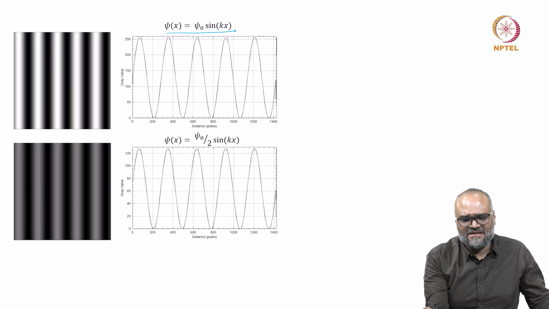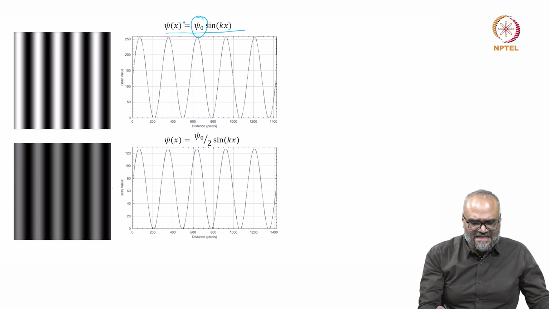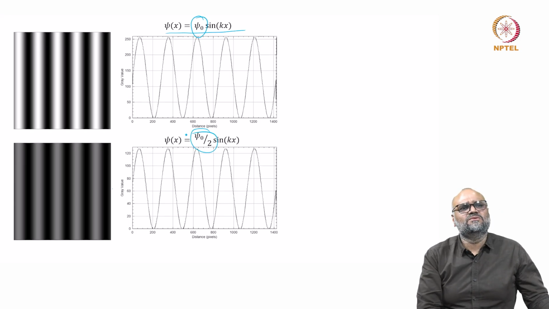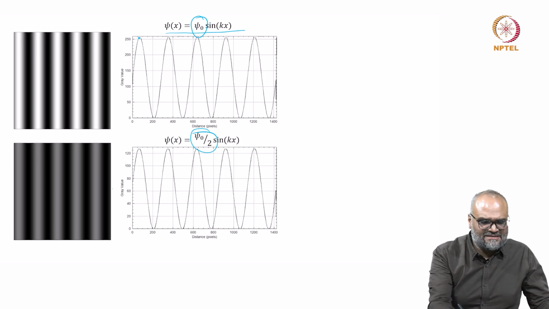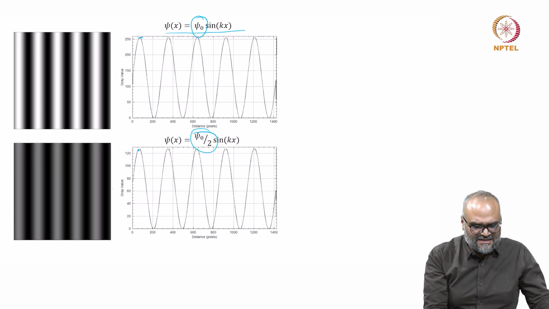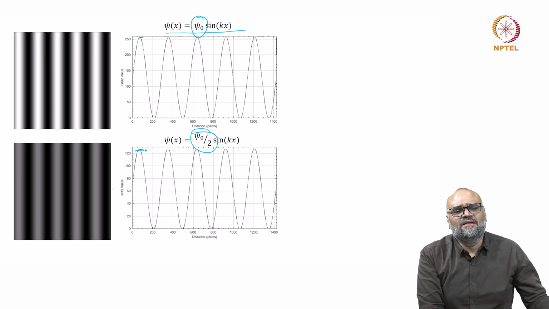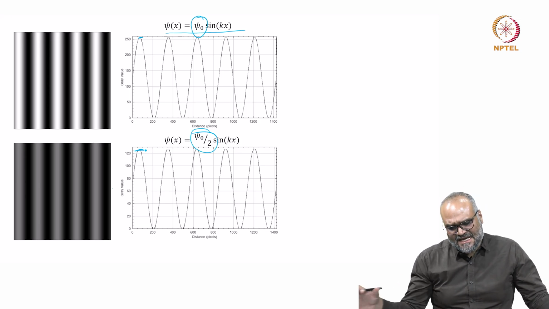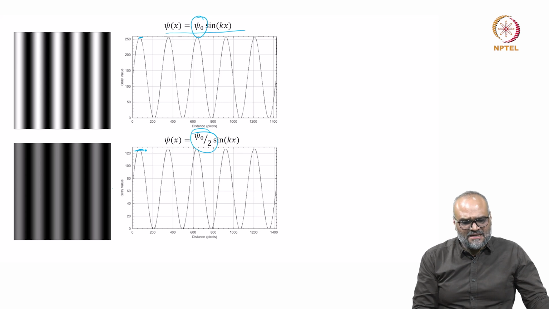Let us see what happens when I change the amplitude and when I change the phase and how these images change. So, if I look at these two images, you can see the image on the top is appearing a lot brighter than the image on the bottom. If I take the histograms of these two, the image on the top has an amplitude of psi naught, whereas the image on the bottom has an amplitude of psi naught over 2. So, the maxima here is 250 plus and the maxima here is 120 plus.